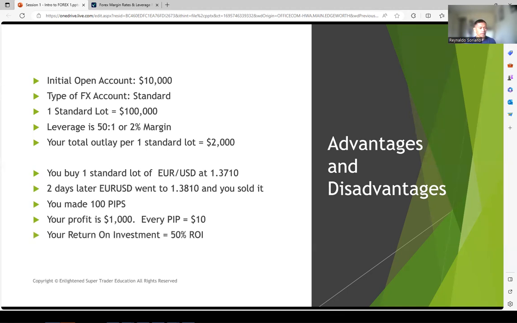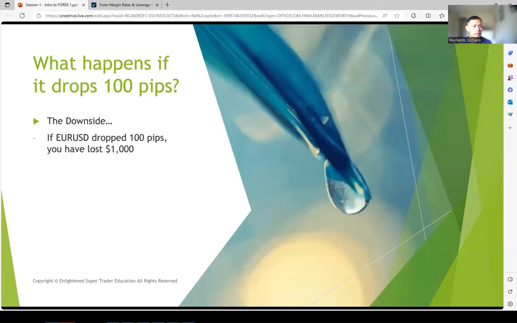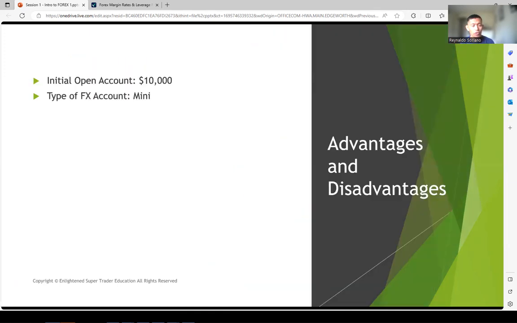So your return on investment is 50%. Why? Because you outlaid $2,000, you made $1,000. So 1,000 divided by 2,000 is a 50% return on investment. Your return on capital, on the other hand, since you made $1,000, is actually 10%. So it's pretty cool when you think of it. After 2 days, you made 10%. And if you're dealing just with the amount of money you laid out, $2,000, you made a 50% return on investment. What happens if it drops 100 pips? The downside is basically you have lost 10% of your capital, because 1,000 out of 10,000 is 10%. So if you're new to the trading arena, I would not recommend that you start going gung-ho and trading standard lots.